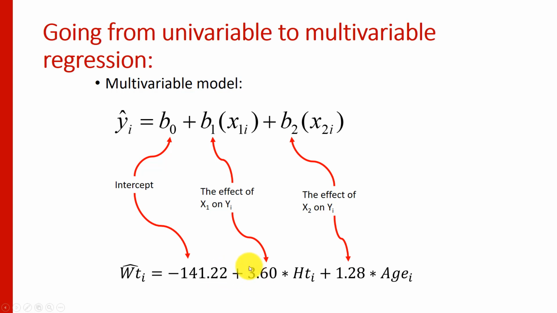However, for our slope, we have 3.60 times height. And this is the estimated increase in weight in pounds for a 1 inch change in height. So as height goes up by an inch, we expect weight to go up by 3.6 pounds. Similarly, as age goes up by a year, we expect weight to go up by 1.28 pounds.